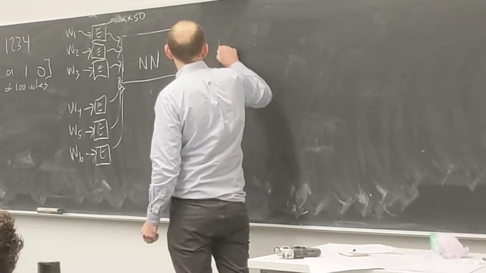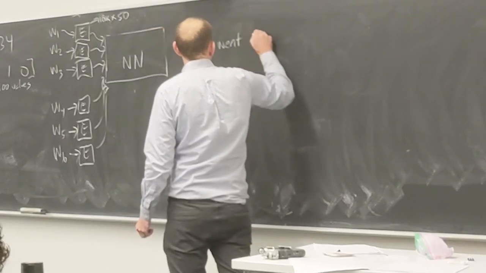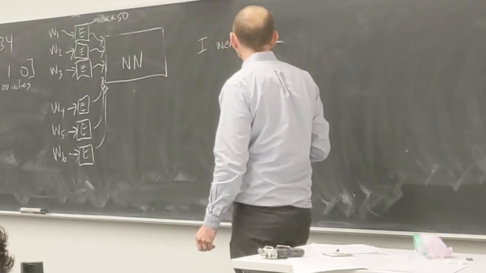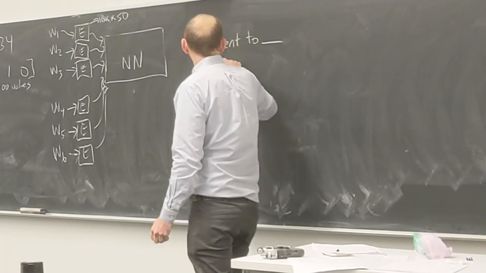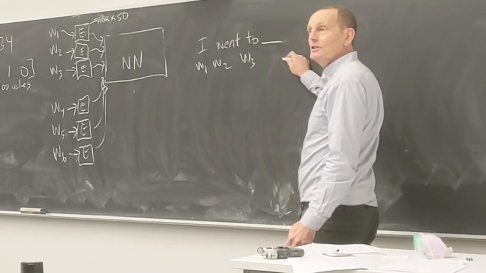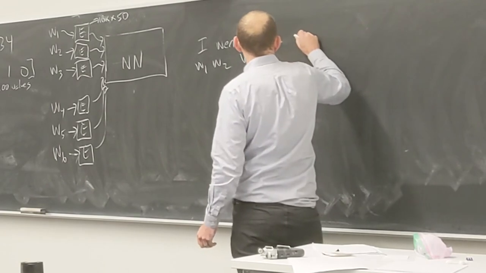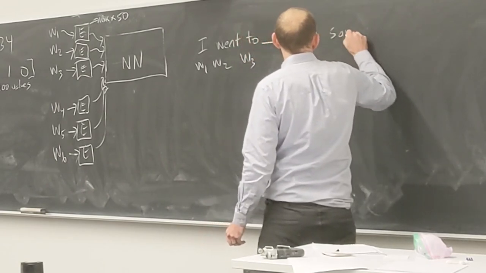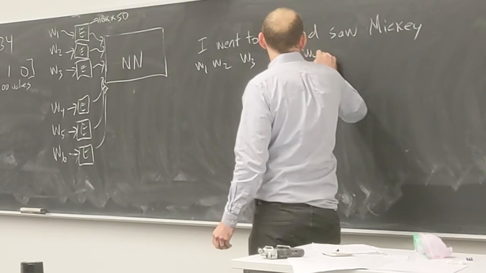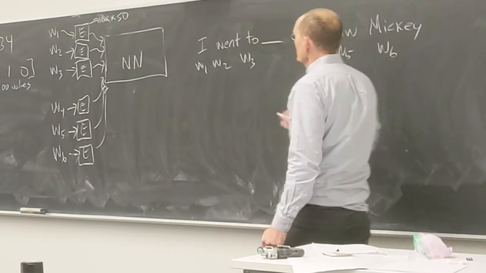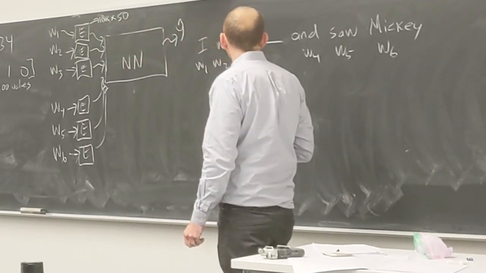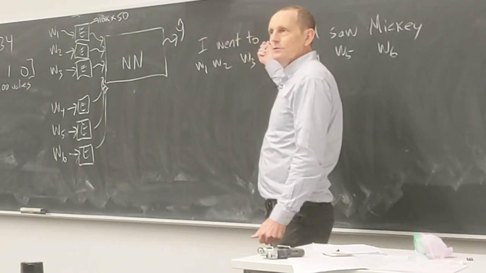on sentences like, I went to blank. So this is word one, word two, word three. And then we're gonna leave out word four. Basically what it's gonna have to do is learn what word four is. Let's see, went blank and saw Mickey. All right? Word four, word five, word six. So what's gonna come out of here is some y hat. And we want it to match whatever this word is.